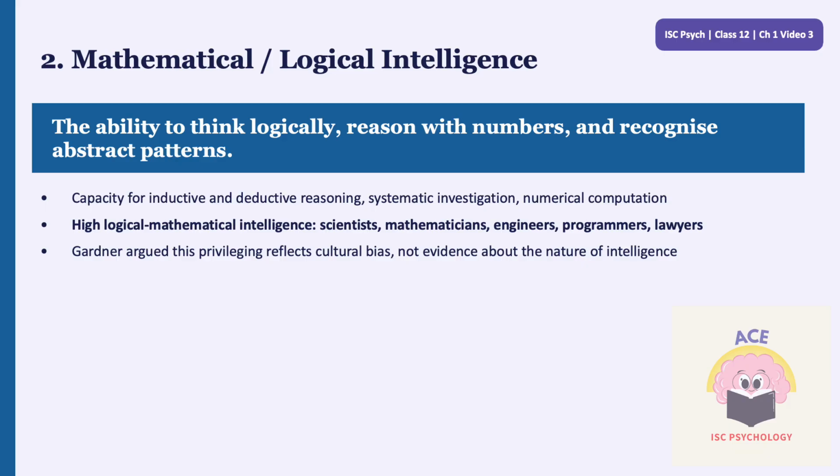Mathematical or logical intelligence, the ability to think logically, reason with numbers, and recognize abstract patterns. This is the intelligence most closely associated with scientific and mathematical thinking. The capacity for inductive and deductive reasoning, for systematic investigation, and for numerical computation. Scientists, mathematicians, engineers, and programmers typically have highly developed logical mathematical intelligence.